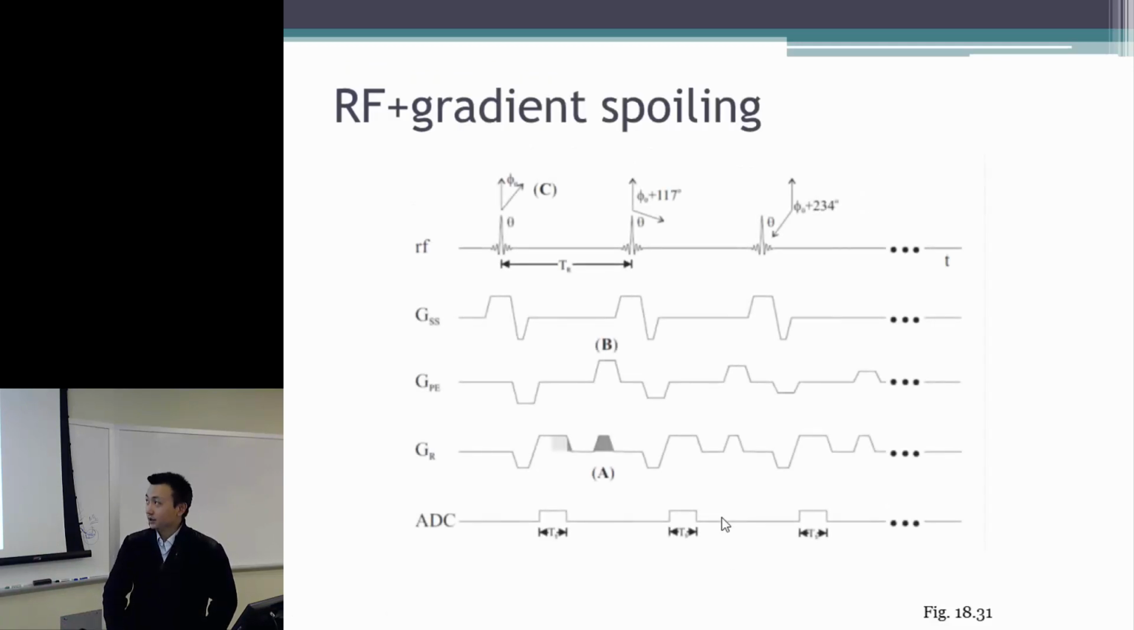Practically, we will apply both to gradient echoes. So this is basically the sequence diagram of the Siemens product gradient echo. It employs both the RF spoiling and the gradient spoiling to achieve maximum signal dephasing, to achieve a very good incoherent steady state.